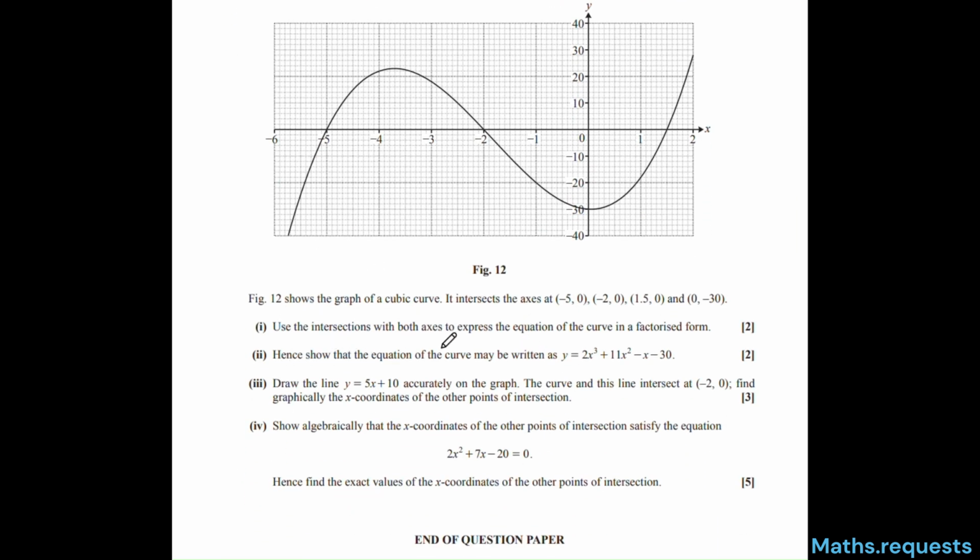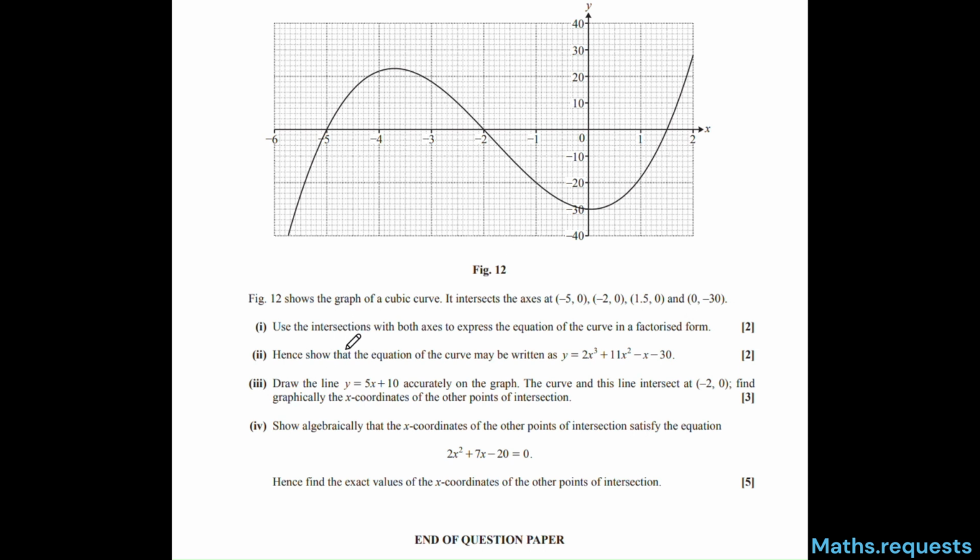Question 12. Use the intersections with both axes to express the equation of the curve in a factorized form. So the curve crosses at minus 5, minus 2, and 3/2.